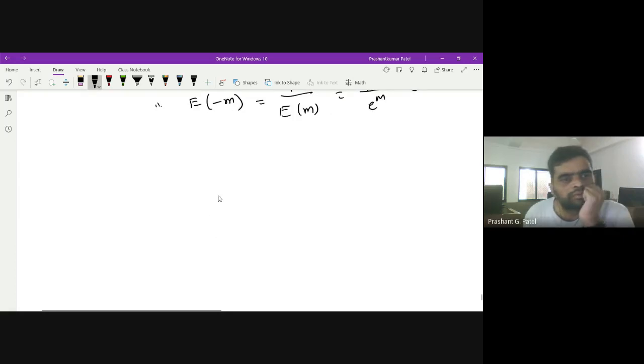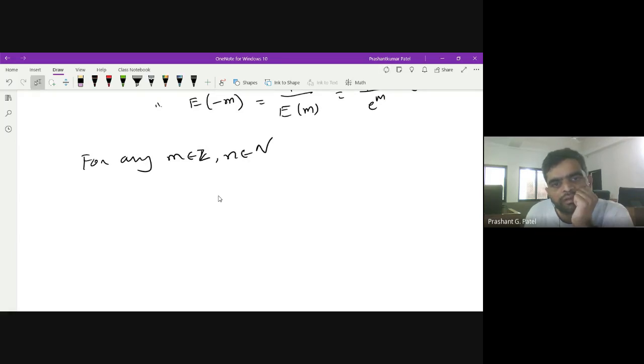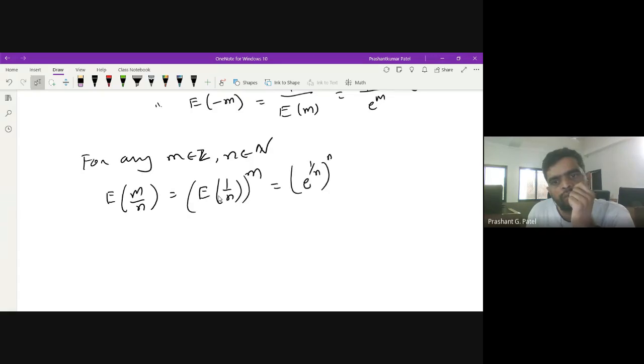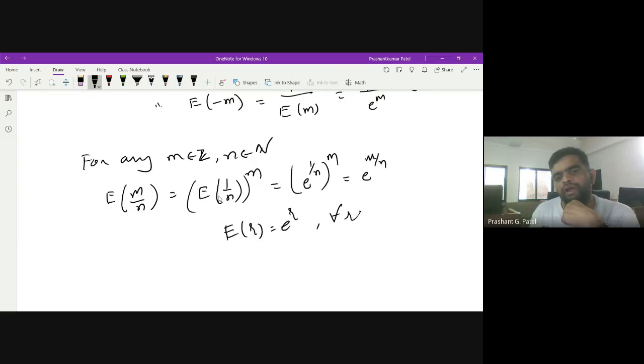So now for any m belongs to Z and n belongs to N, e of m by n, you can write down as e of 1 upon n to the power m, that is e of 1 upon n, we can write down, 1 upon n to the power m, so it is e to the power m by n. So for any rational number r, we can say that it is e to the power r for every r belongs to Q.